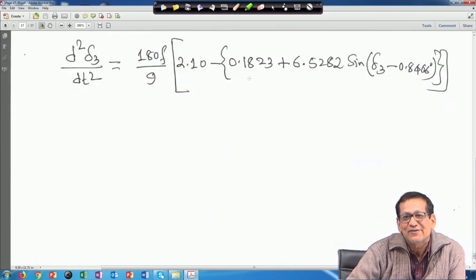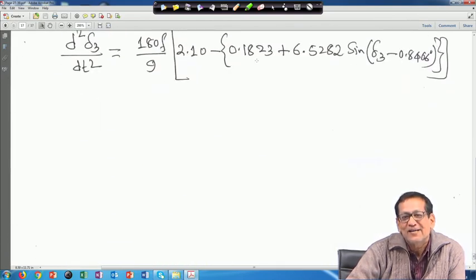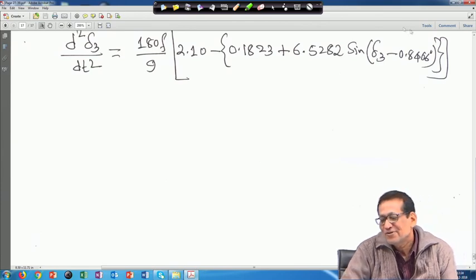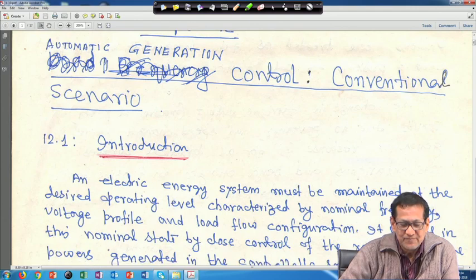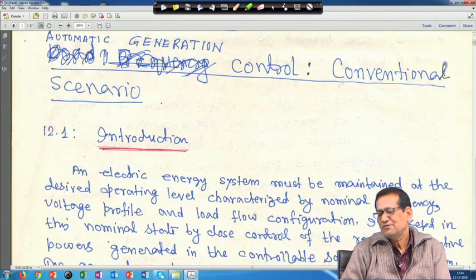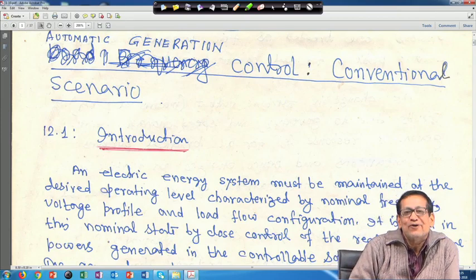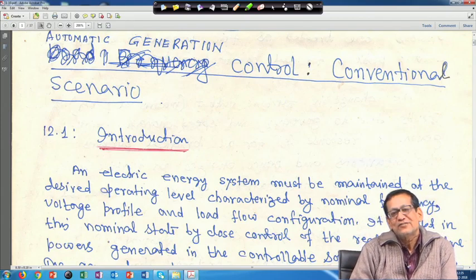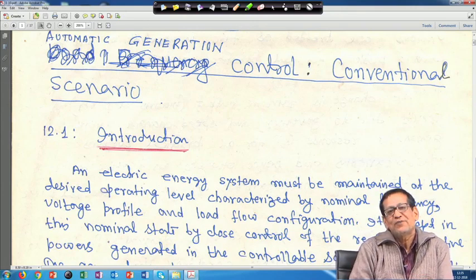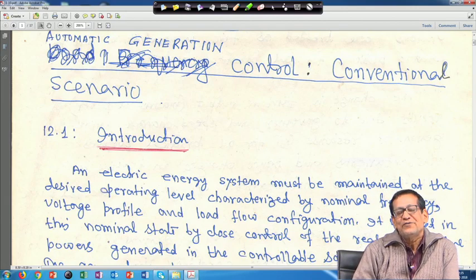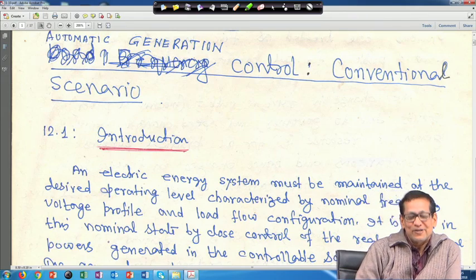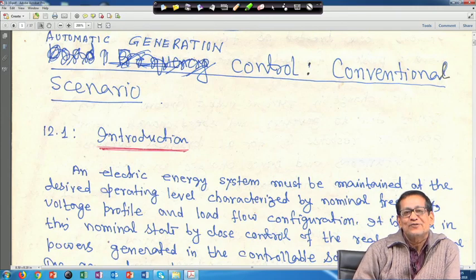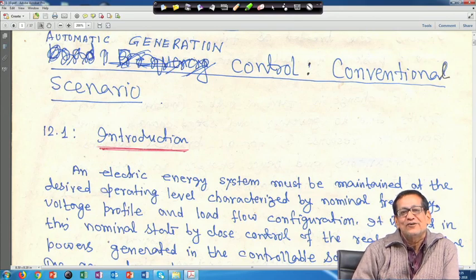With this we will close the transient stability chapter, and now we will move to automatic generation control or load frequency control. So, next is automatic generation control. Before going into all this, since we are studying automatic generation control in a deregulated environment, we have to first start with the conventional scenarios. So first we will go to the conventional AGC, because from there we will move to the deregulated environment.